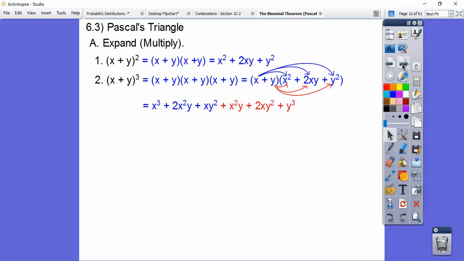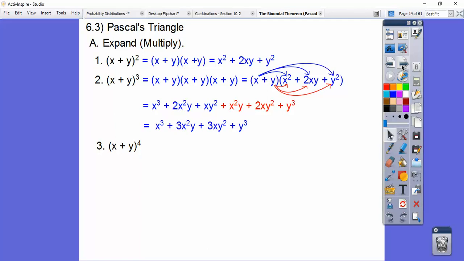So then when we do that, we combine like terms, you guys. I have a 2x squared y here. I have another 1x squared y here. So we have 3x squared y. And similarly, we have these like terms, xy squared and then 2xy squared is 3xy squared. So there's the final answer right there. Okay, now if that wasn't fun, here's x plus y to the fourth.